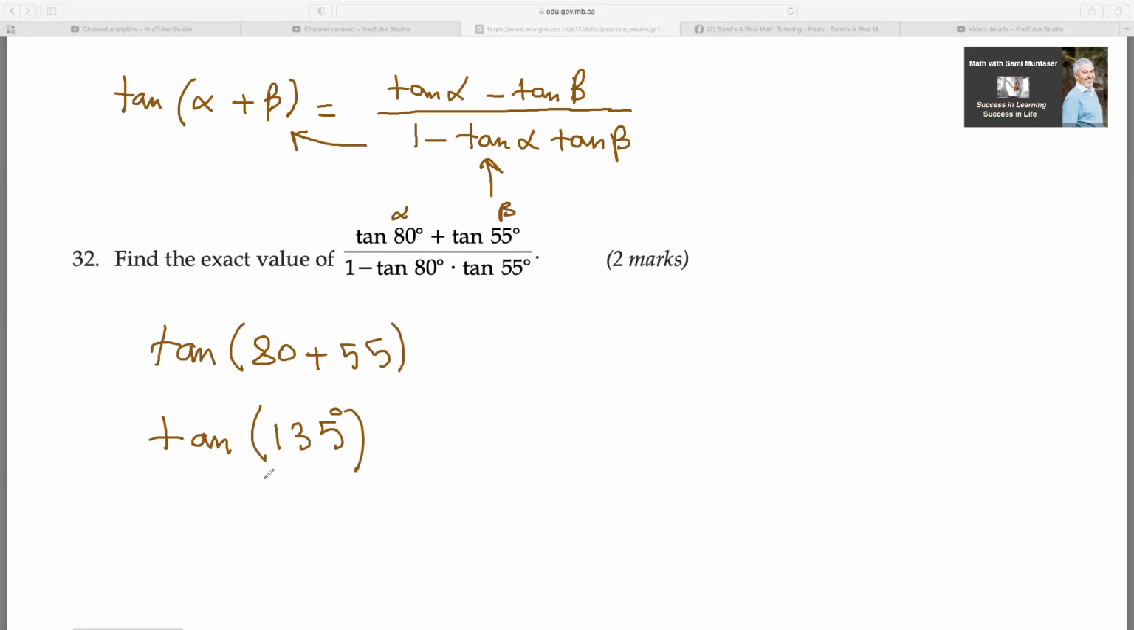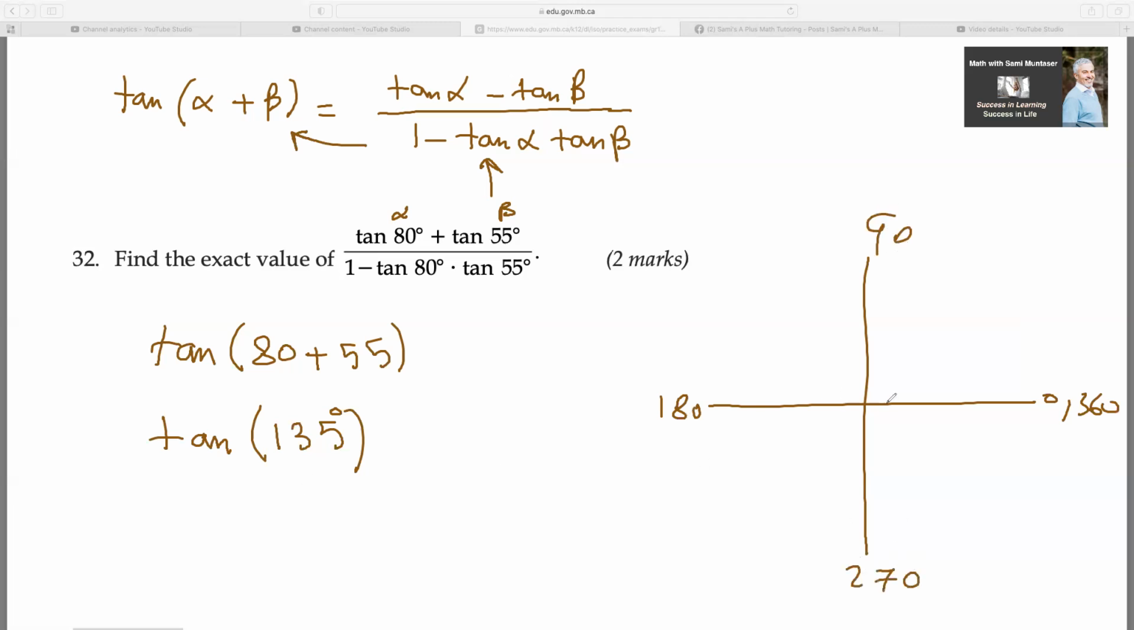Now this is a special angle. You won't be able to see it till you draw it on your x-axis, y-axis. Since it's degrees, let's use 180, and 0 to 360, 90 to 270. 135 will happen to be right here. You don't have to be accurate how far you go as long as you're in the right quadrant. 135 is between 90 and 180.